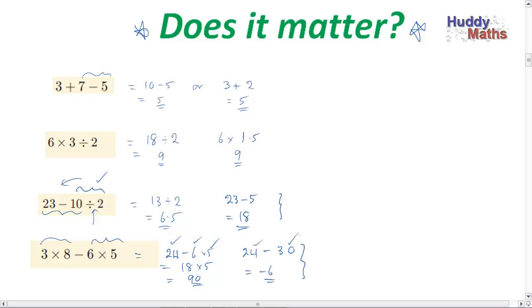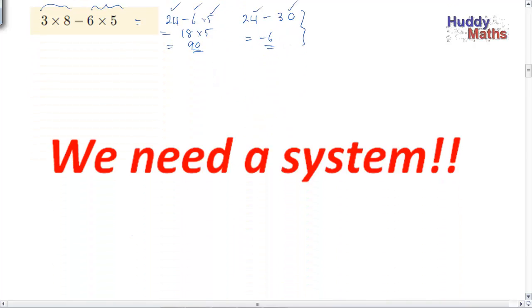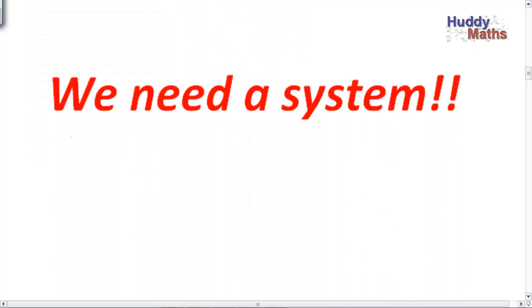So can we have a system? Let's go down and have a look. That's what I'm going to ask you. Hey, we need a system. We need some way that no matter who reads the problem, you would get the same answer. That's all we're talking about here. It's not hugely conceptual. It's so that when people read a maths calculation, they're all going to read it the same way and do the same operations in the same order.